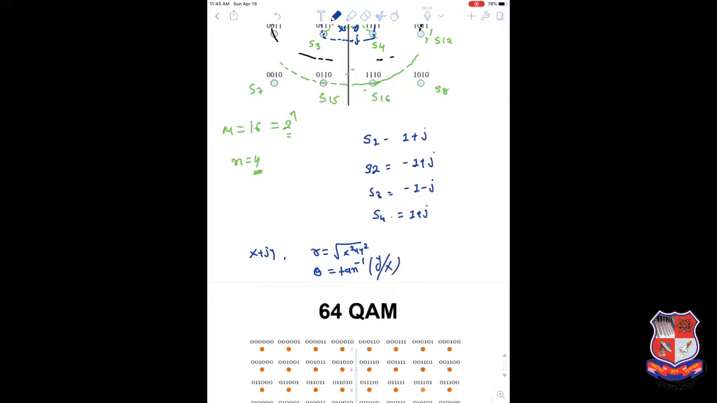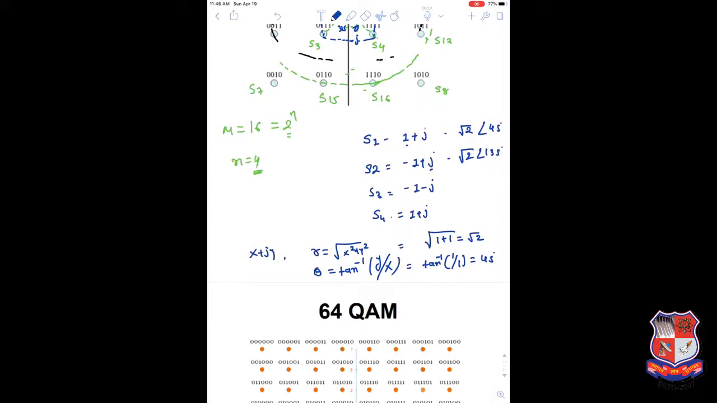So if you find the first one, S1, that is the square root of 1 squared plus 1 squared, so square root 2, right? And here tan inverse of 1 by 1 is 45 degrees. So it can be represented as square root 2 with angle 45 degrees. Now for S2, the symbol is -1 plus j. Squaring, 1 plus 1, so square root 2, but that is in the second quadrant, so it can be represented with 135 degrees.